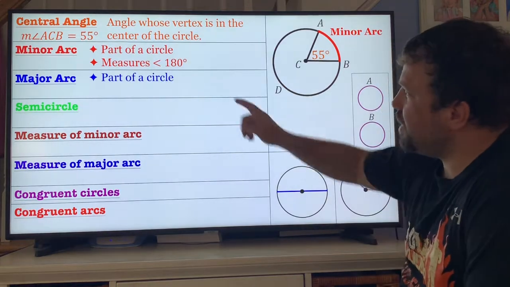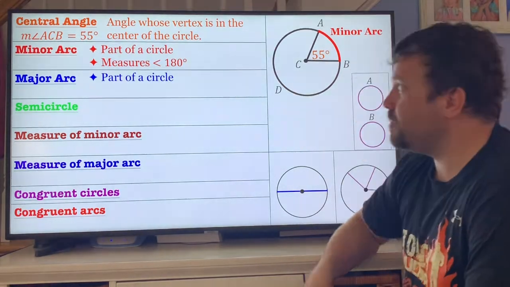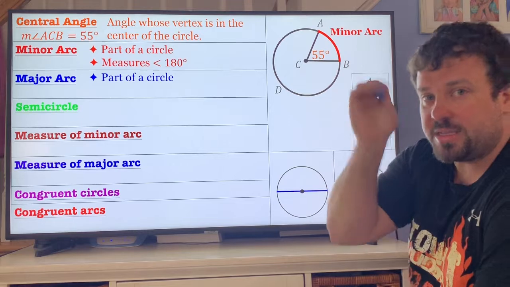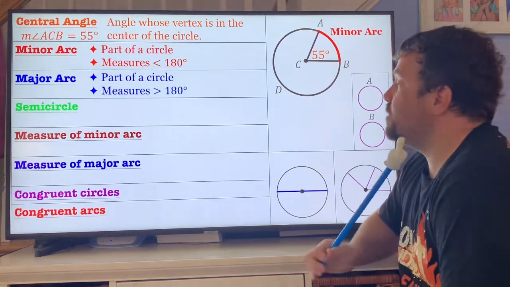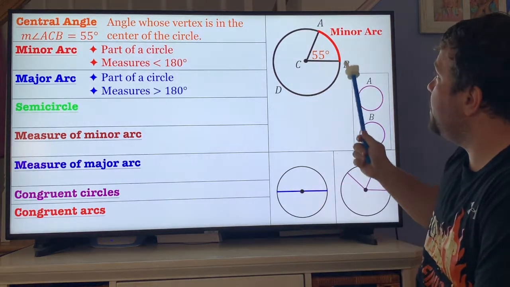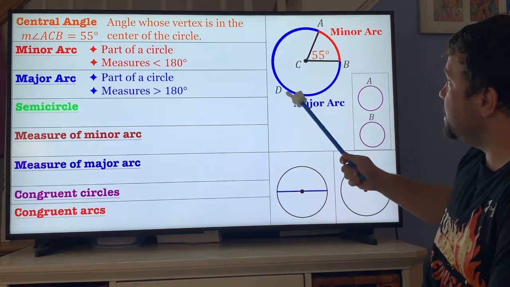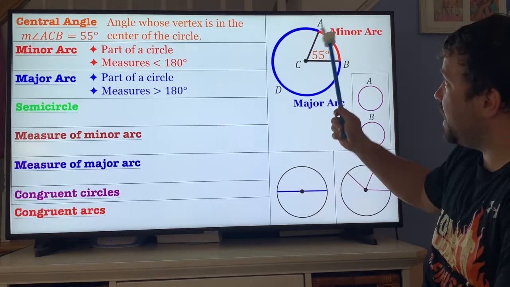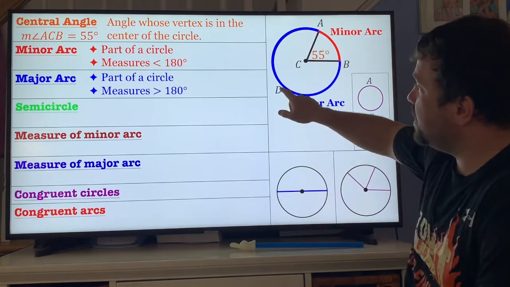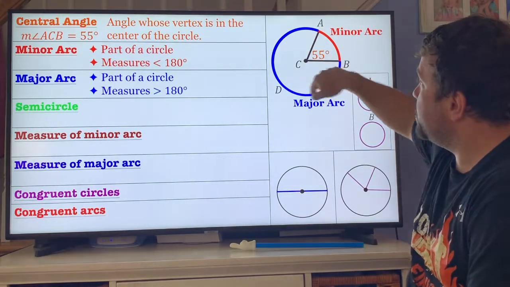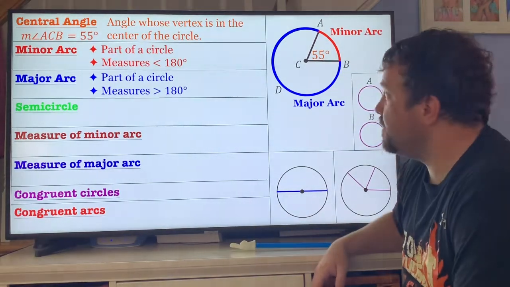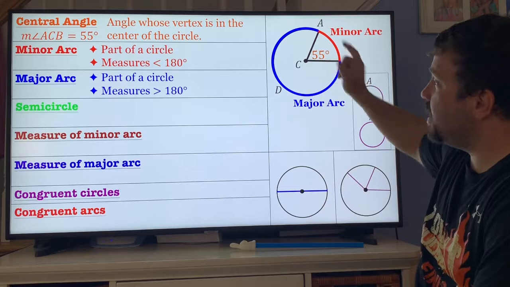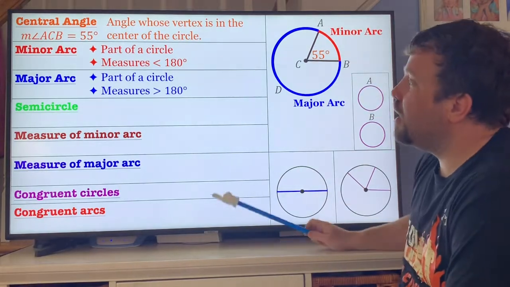Now, a major arc is also a part of a circle, but it's not the measure that's less than 180, it's greater than 180. Okay, so it wouldn't be AB, it'd be ADB or BDA, okay? The key is you say the middle letter between the two endpoints, it has to be in the middle, right? So that's your major arc, major and minor, right?